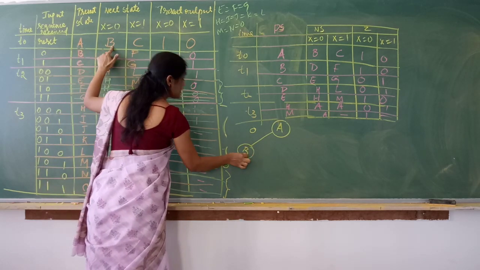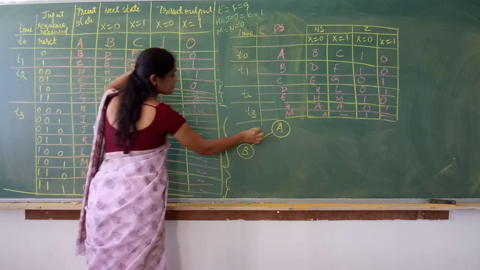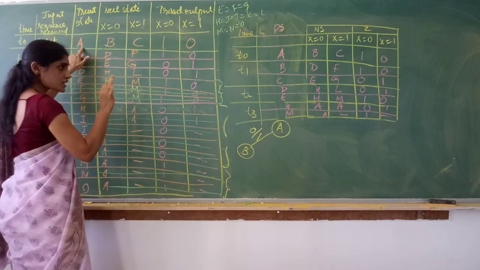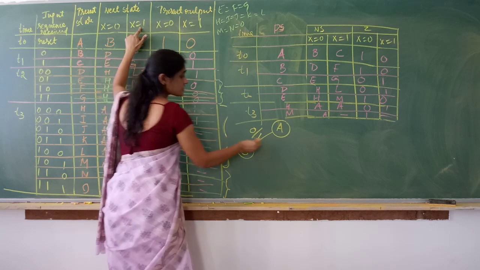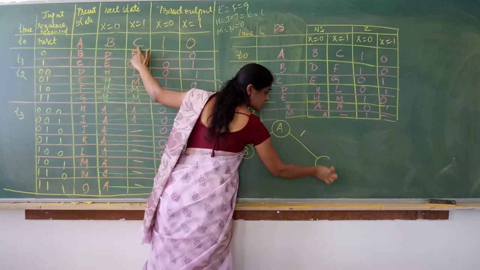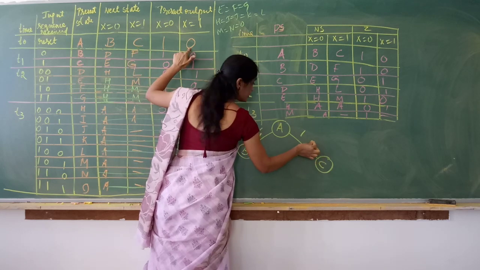Next state is B. And what is the output? 1. This is the output column, this is the input column. If the present state is A and the input you receive is 1, what is the next state? C. Next state is C. And what is the output? 0.